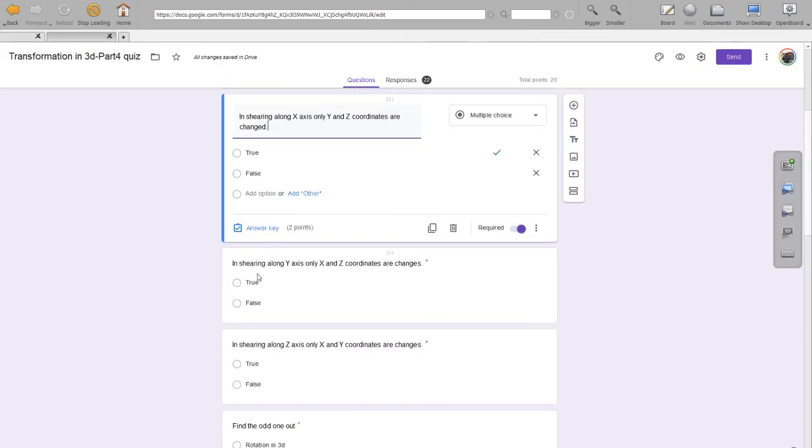And for the next two questions, in shearing along y-axis, only x and z coordinates are changed. This is again true.